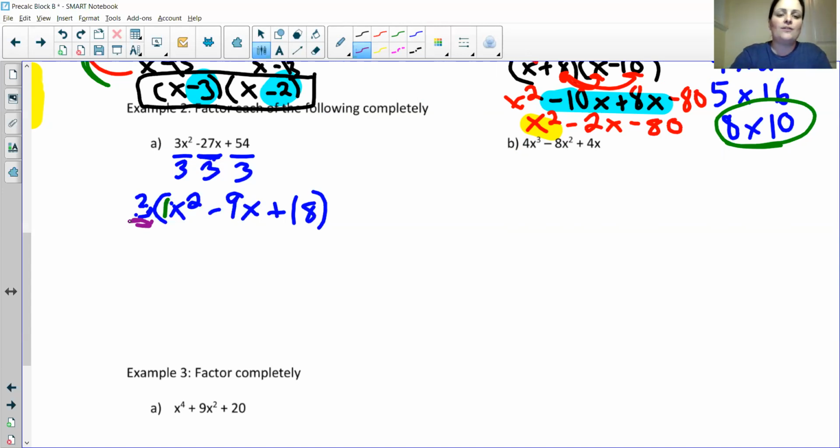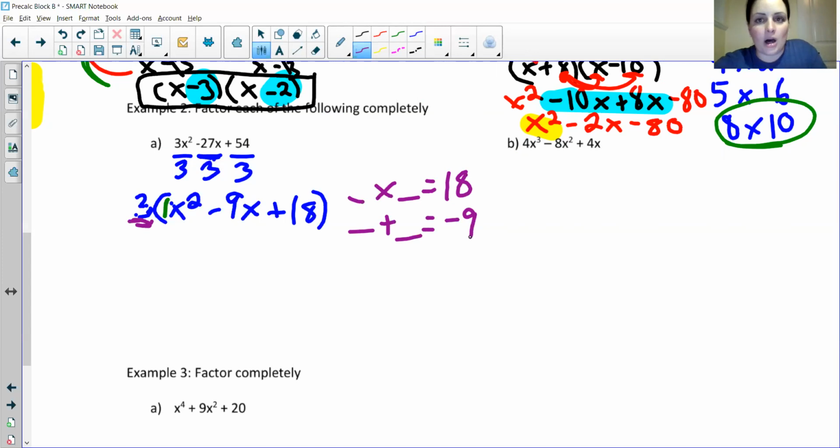All right, so now we're looking for 2 numbers that multiply to positive 18, and those same 2 numbers add to negative 9. Pause the video here and see if you can think of them.